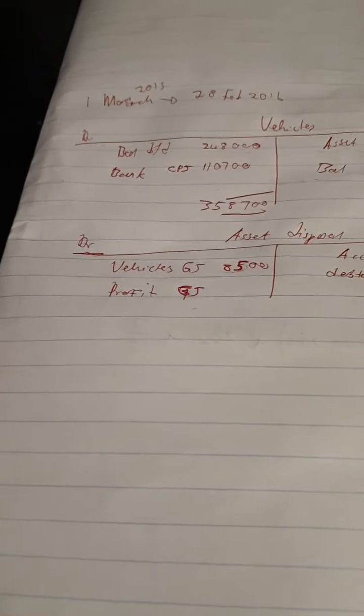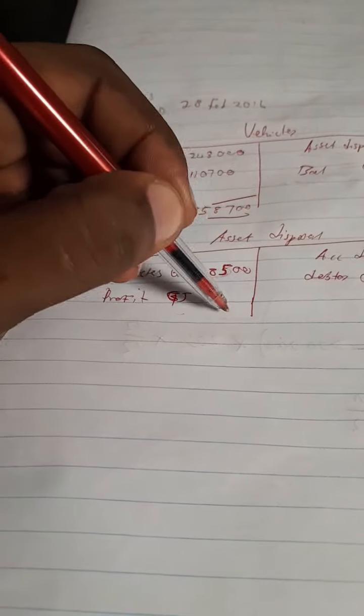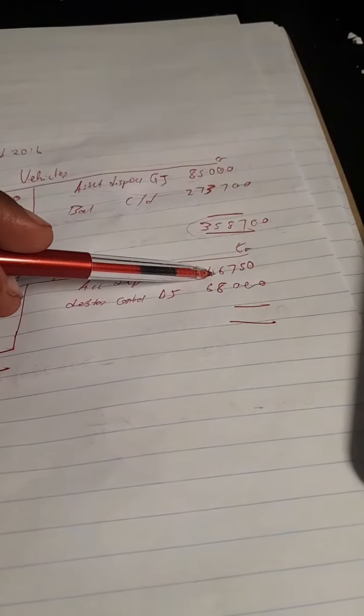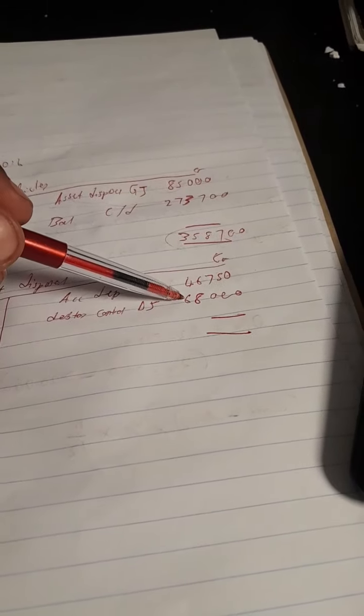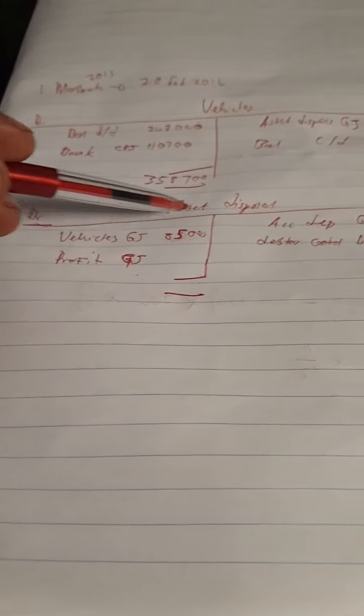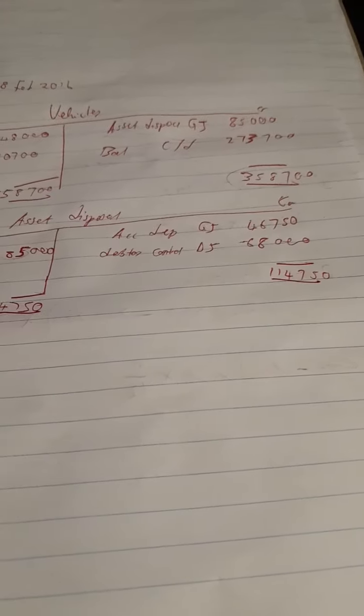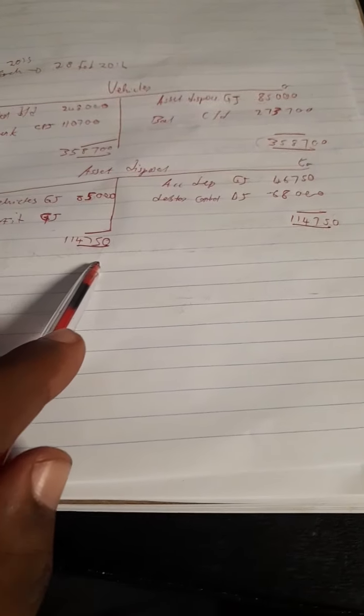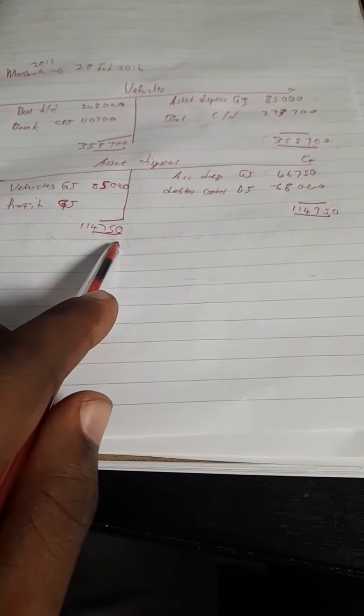So then we will have a profit. How are we going to get our profit? It's very simple. We are going to add 46,750 plus 68,000. Then we get this amount, and it will be the same as this amount. So we are adding 46,750 plus 68,000. It gives you 114,750. Then you take this 114,750. Here is our 114,750, and here's 114,750 in here.